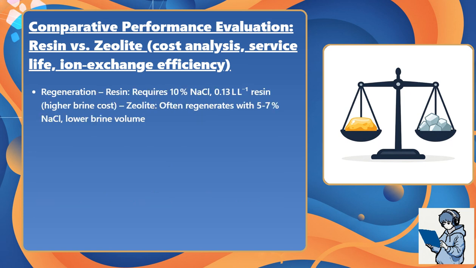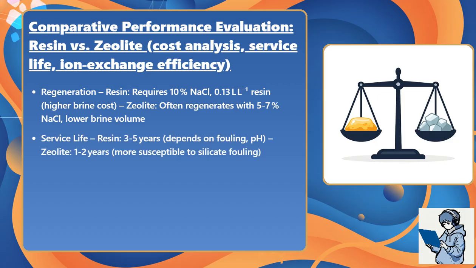Regeneration: resin requires 10% sodium chloride, 0.13 liters per liter of resin, higher brine cost. Zeolite often regenerates with 5 to 7% sodium chloride, lower brine volume. Service life: resin 3 to 5 years, depends on fouling and pH. Zeolite 1 to 2 years, more susceptible to silicate fouling.